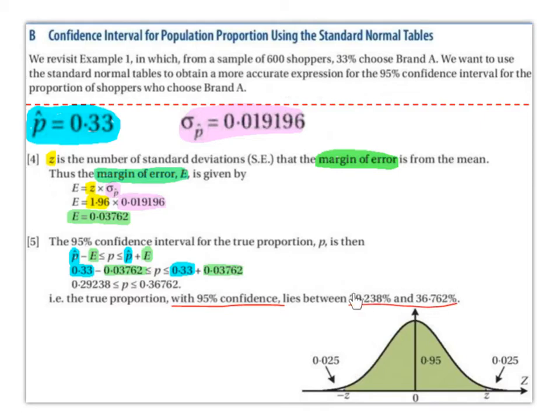So we get a very close answer to what we got in example 1 in the previous video, but this is much more accurate because we've used the standard normal tables, whereas previously we used the empirical rule, and we used the fact that E can be equal to 1 over root n when we're dealing with a 95% confidence interval.